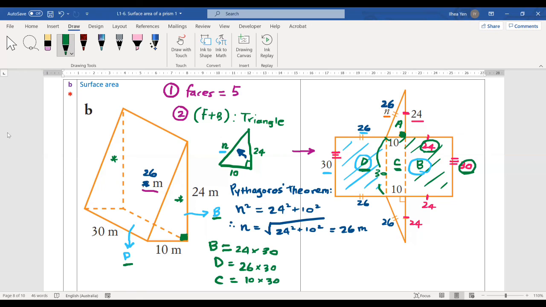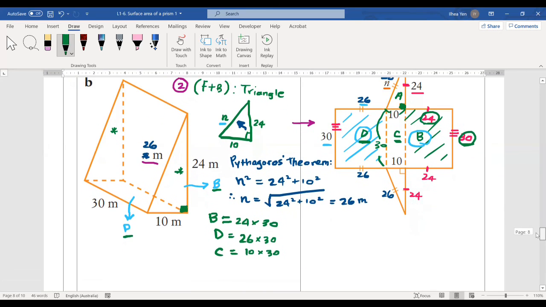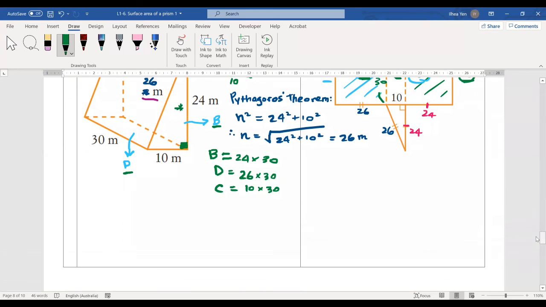Now, that looks quite complicated because everything is different except for the front and the back of the triangle shape. But that's okay. Let's put it all together and see how we go. The surface area now is, I have to double the shape A, which is the triangle, plus the shape B plus C plus D. So there are 5 faces. See, 1, 2, 3, 4, 5.